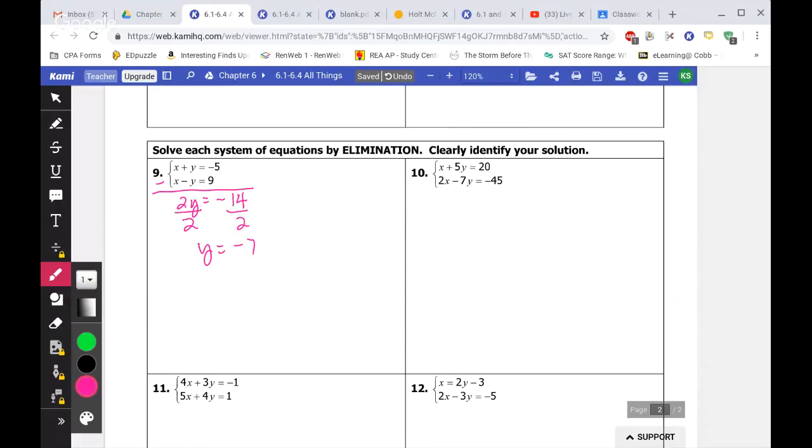So now I'll take the negative 7 and plug it back in. x plus negative 7 equals negative 5. Add 7 to both sides, and that gives me 2. So the answer is 2, negative 7.